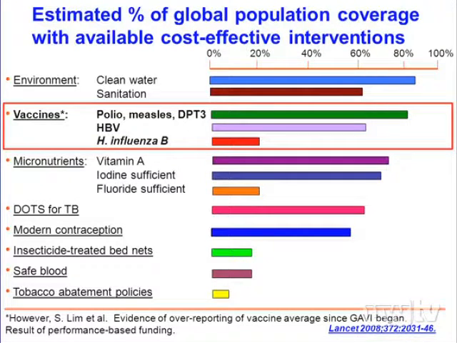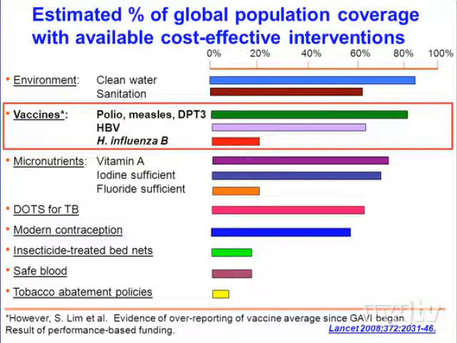This is hepatitis B virus, 60% coverage. Haemophilus influenza B, very low, 20%. For micronutrients, vitamin A is about 70% coverage. Iodine, only about 65%. Fluoride is very insufficient. Directly observed therapy, short course, which is what DOTS stands for, for TB is 60% coverage. Modern contraception, less than 60% coverage.